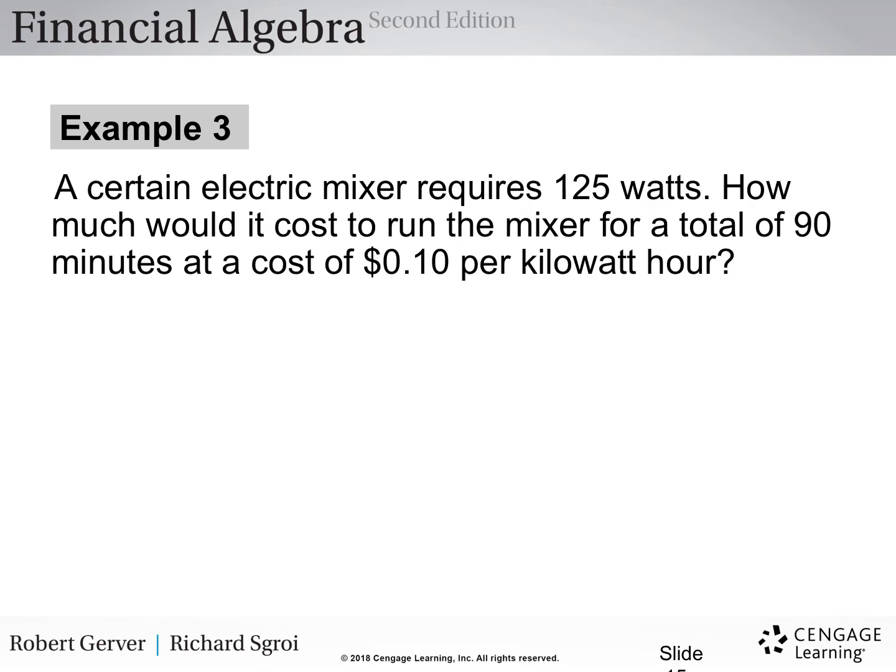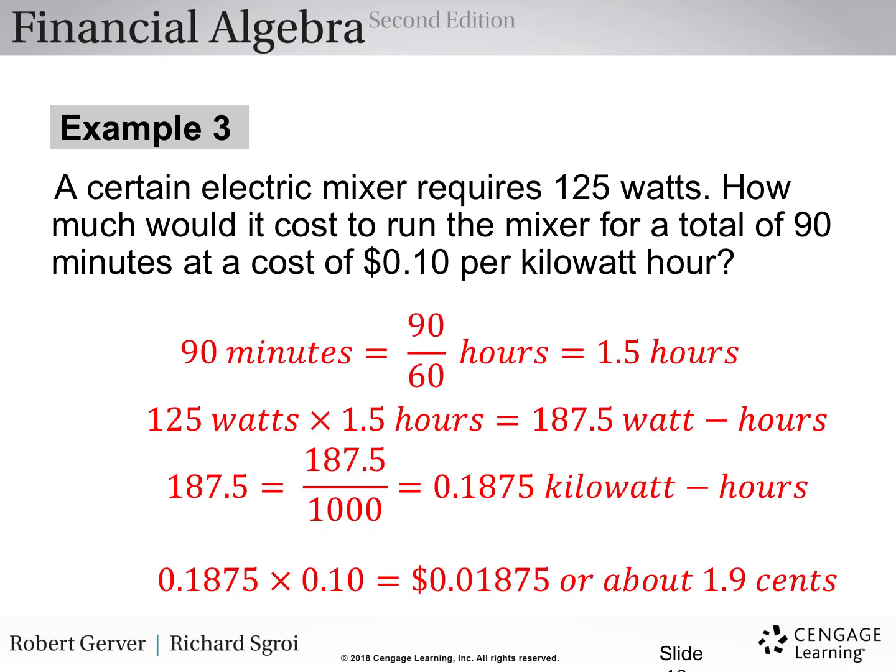So here's another example. A certain electric mixer requires 125 watts. How much would it cost to run the mixer for a total of 90 minutes at a cost of 10 cents per kilowatt hour? Okay, so let's see how much it's going to cost. Well, the first thing we're going to do is, if it runs for 90 minutes, let's see how much of an hour that is. So we divide 90 by 60, and we come out with 1.5 hours.